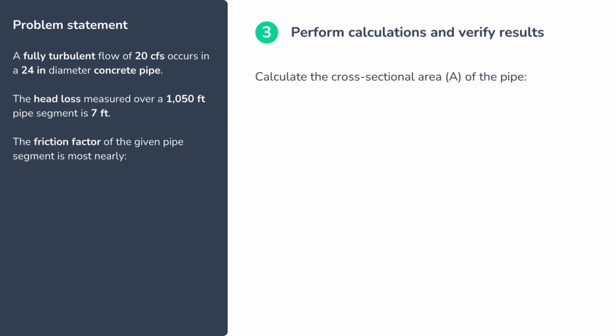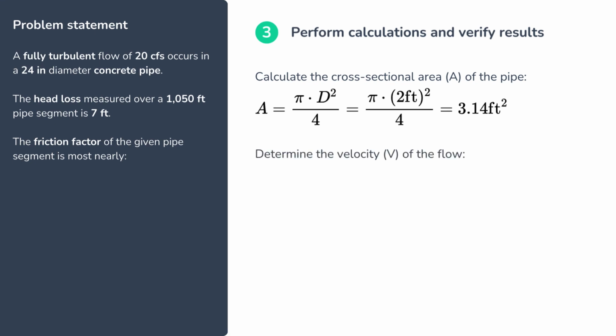First, let's calculate the cross-sectional area, A, of the pipe. It's pi times diameter squared over 4. For our pipe, this equals 3.14 square feet. Next, we find the velocity, V, of the flow, which is flow rate divided by area. This gives us a velocity of 6.37 feet per second.